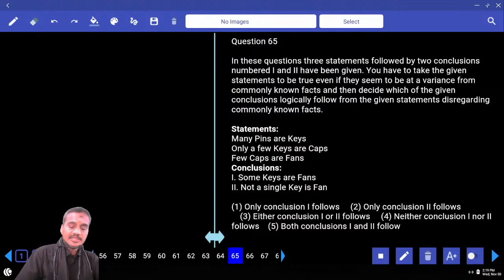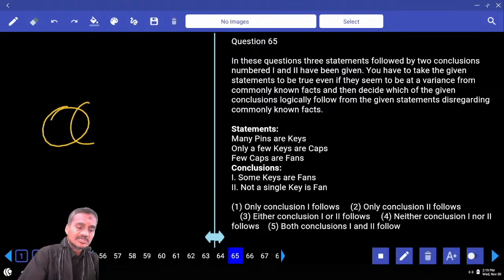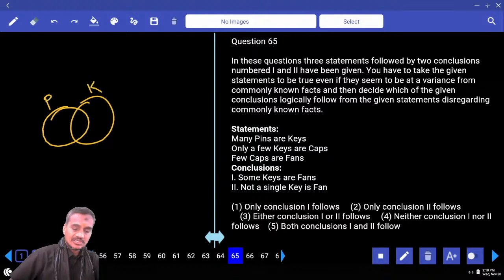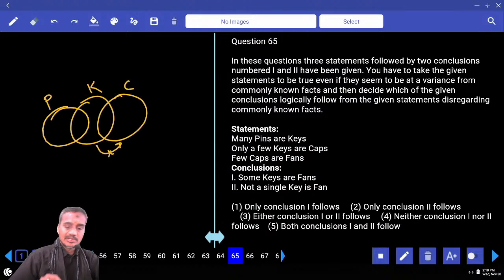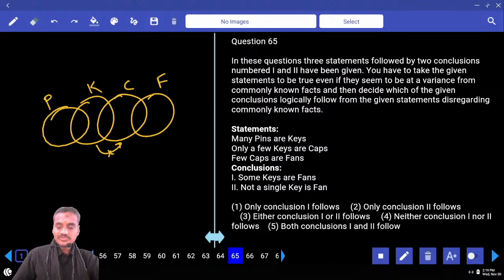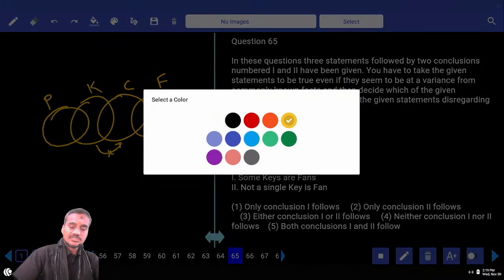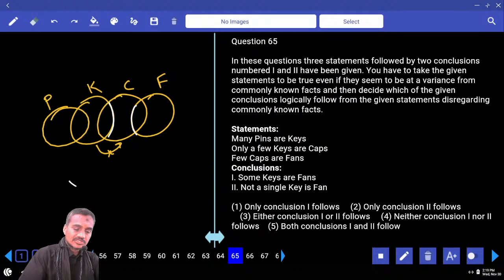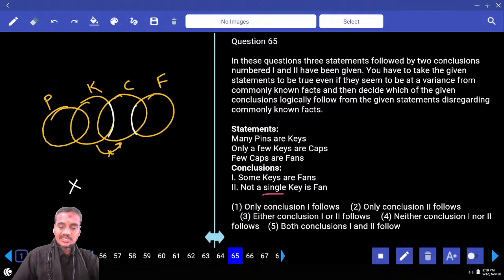Then 65, many pins are keys. These are pins and these are keys, and only a few keys are caps. Only some of the keys are caps, but not all. And few caps are fans. Some caps are fans. And first one, some keys are fan. Key is here, fan is here. No intersection between these two, so that is false. Not a single key is fan means no key is a fan. Key is here, fan is here, definitely true. No key is fan is true.